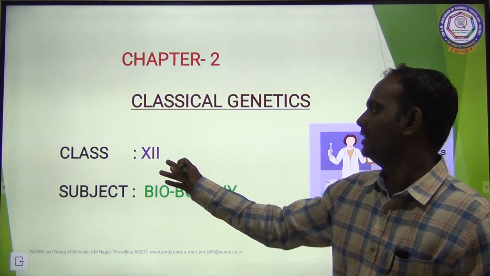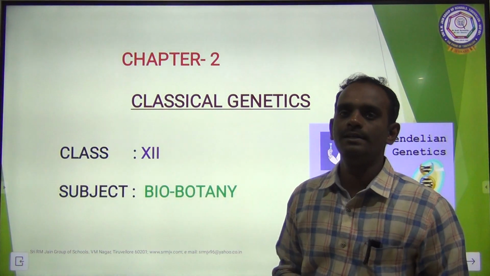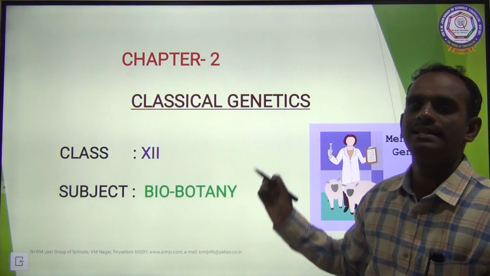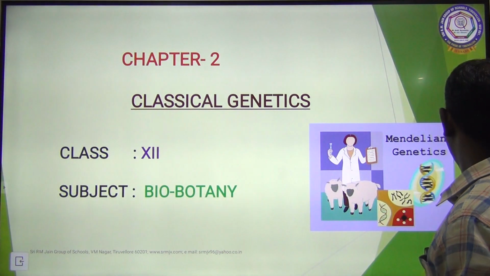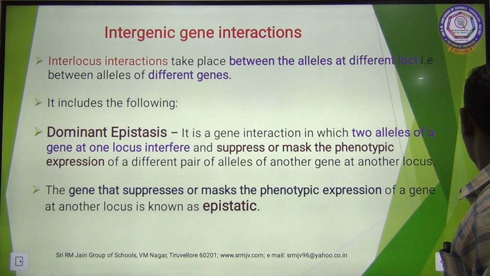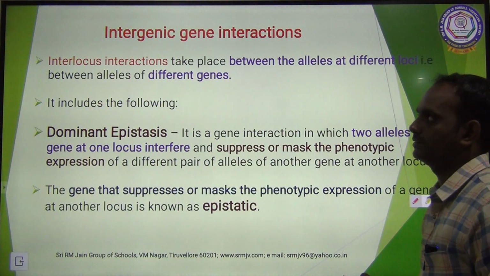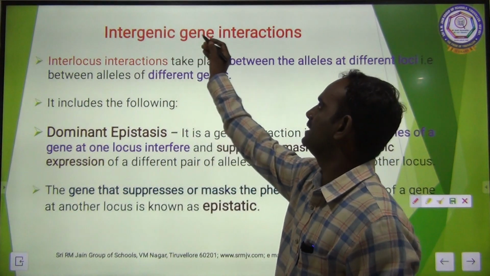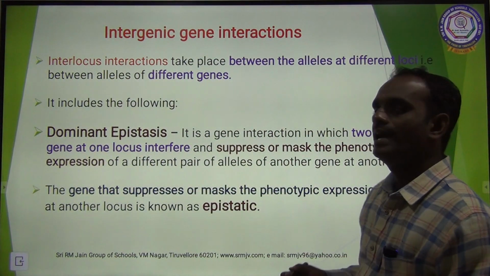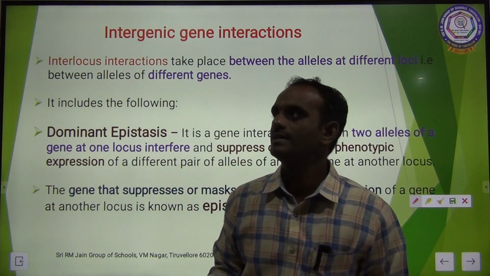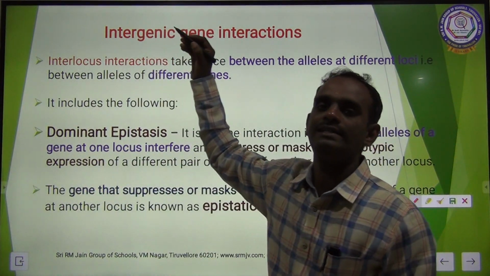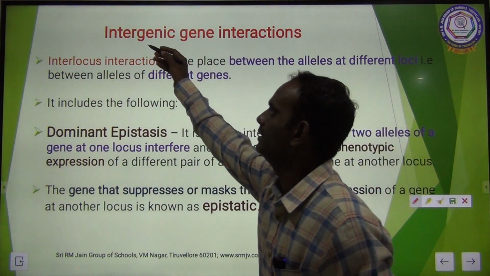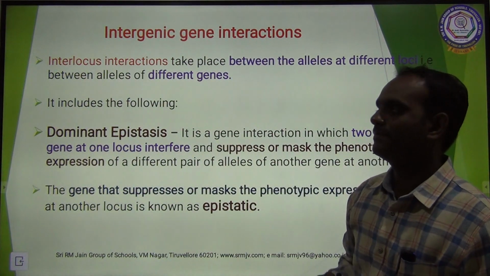For class 12, subject Biobotany, chapter 2, the name of the lesson, Classical Genetics. Today, we are going to discuss intergenic gene interaction. In the previous class, we discussed intragenic gene interaction. Today, we are going to learn intergenic gene interaction.